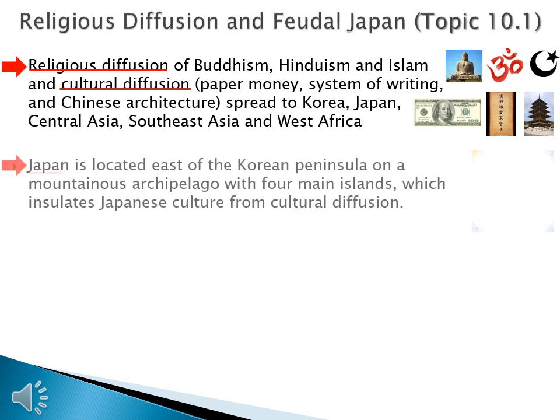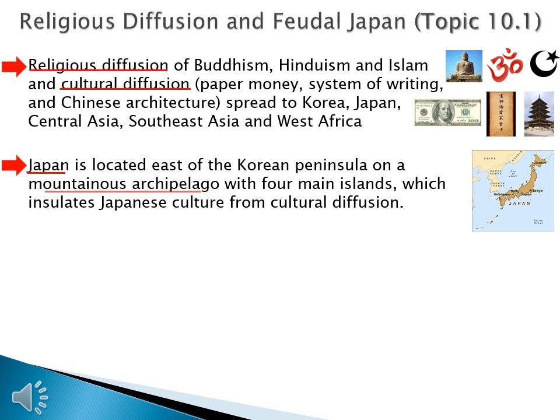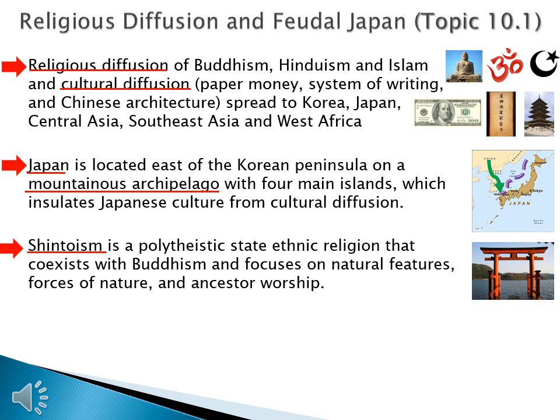Speaking of Japan, Japan is located east of the Korean Peninsula on a mountainous archipelago, or chain, of 4 main islands, which insulates Japanese culture from cultural diffusion. Culture is moving into Japan from Korea, but nothing is flowing out, and that allows us to create some unique things in Japan, like Shintoism, which is a polytheistic state ethnic religion that coexists with Buddhism and focuses on natural features, forces of nature, and ancestor worship.